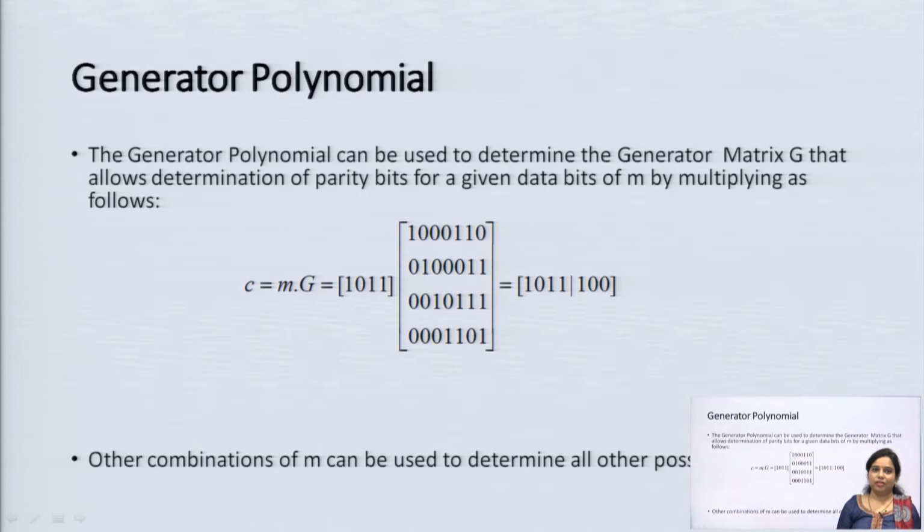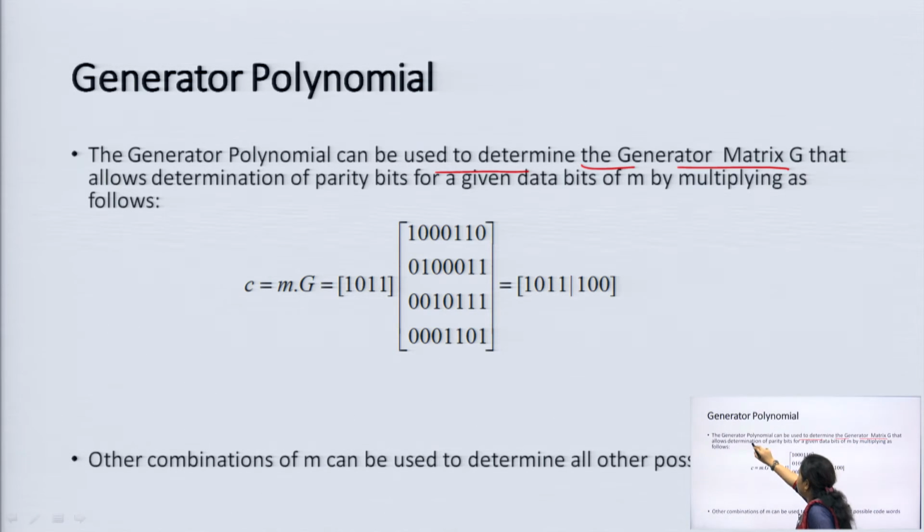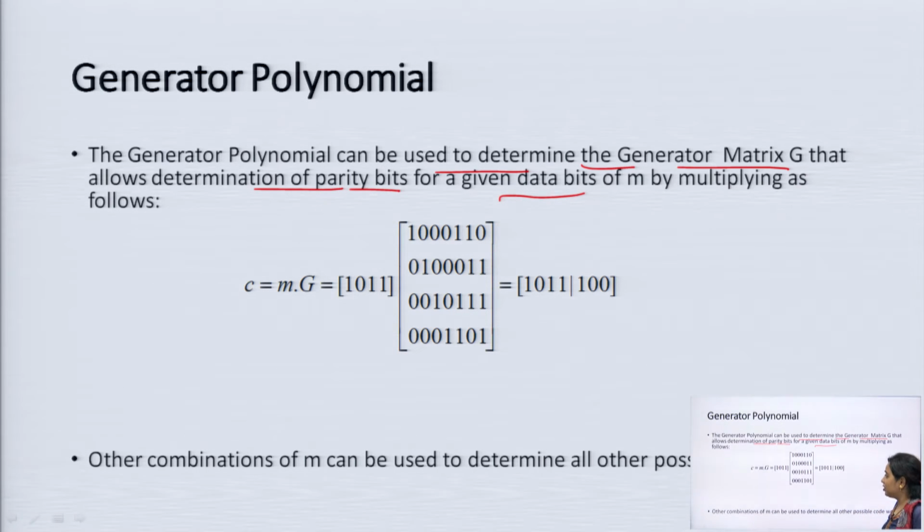Now, next is the generator polynomial. This is a part of linear block coding. This generator polynomial can be used to determine the generator matrix G that allows the determination of parity bits for a given data bit m by multiplying as follows. So, we have to just multiply the m message bits with the generator polynomial, or you can say the generator matrix. How will this matrix be generated?